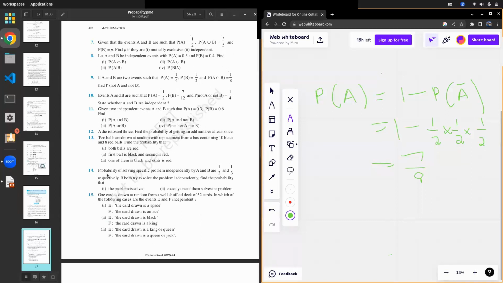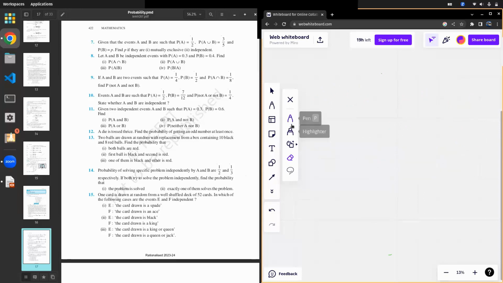The 14th question. The probabilities of solving a specific problem independently by A and B are 1 by 2 and 1 by 3 respectively. If both try to solve the problem independently, find the probability that the problem is solved exactly by one of them. So first we have to define the events and finalize what we have to find. Let us define the event A as person A solving the question, with probability 1 by 2. And let us define the event B as B solving the question, and this is equal to 1 by 3.